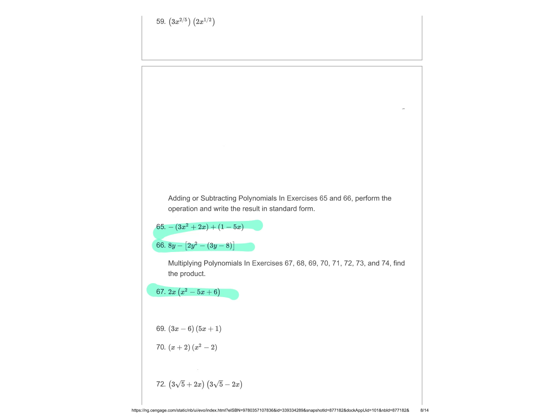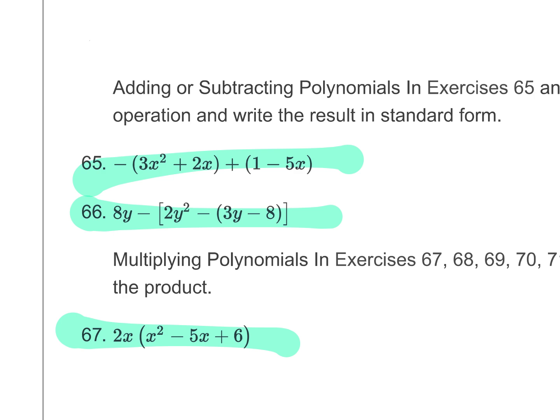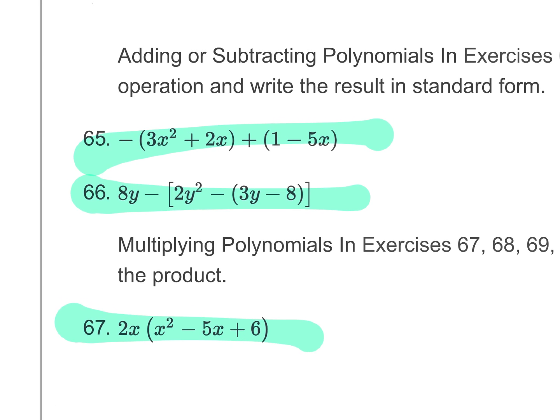So let's do some more. This is where we start our polynomials. All right, adding, subtracting, multiplying, and then factoring. All right, so something like 65 and 66, we're just adding and subtracting. We're just doing our operations.